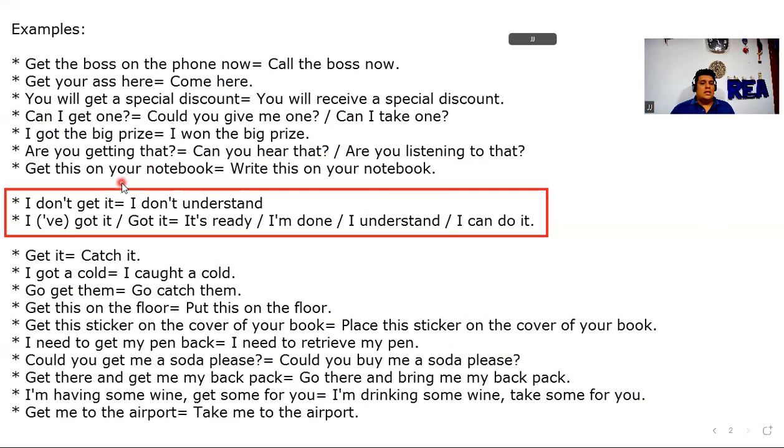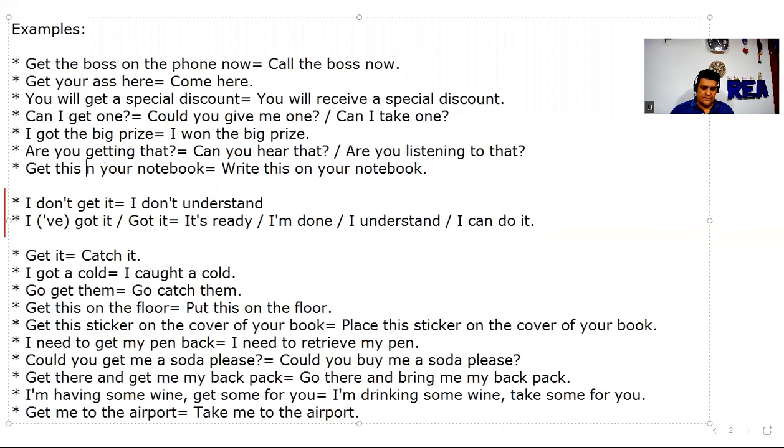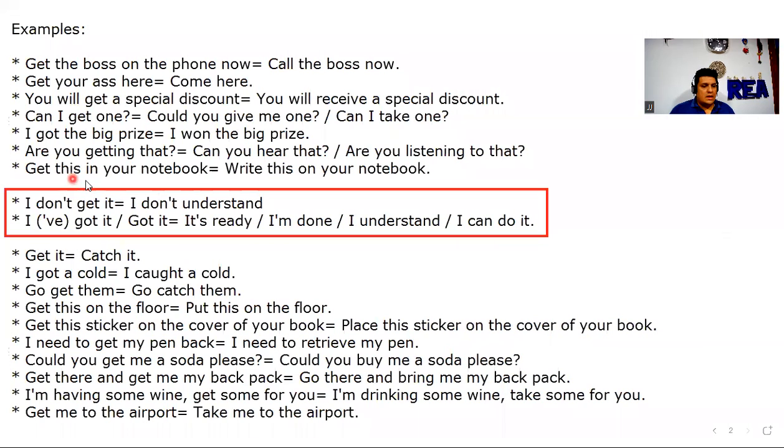Okay. Get this on your notebook. I'm sorry, I made a mistake here. It's not "get this on." Sorry, I gotta fix it. There we go, I'm fixing it at the moment. All right, good. Sorry, my bad. Get this in your notebook. So it means write this in your notebook or write it down, which is the same.